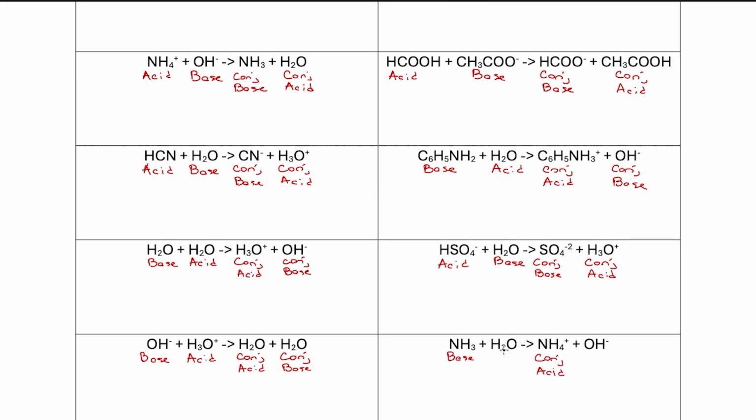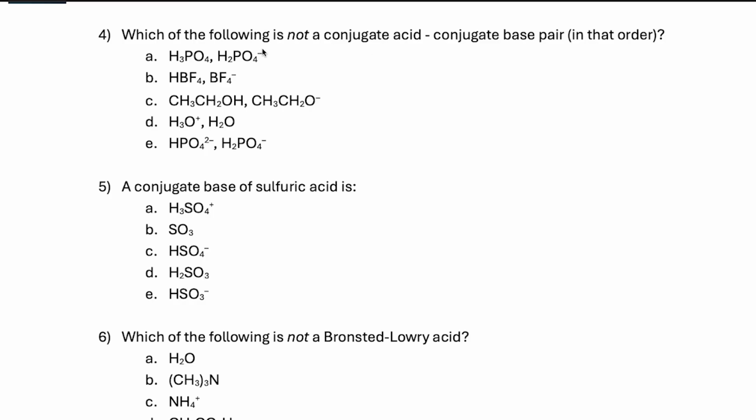And then water gave away that proton, so I know it's my acid. And the corresponding is the conjugate base. Now, with problem 4, we begin our multiple choice problems. The first problem is asking which of the following is not a conjugate acid, conjugate base pair in that order.